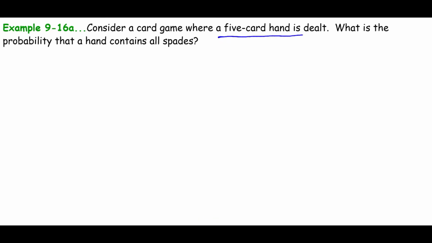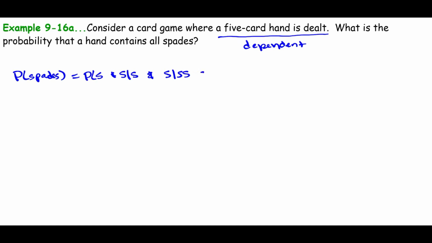So if a 5-card hand is dealt, you're being dealt a card, and that card is not being replaced, and you're being dealt another card. So these are dependent events. The probability of all spades is the probability that the first card is a spade, and the second card is a spade given that the first card is a spade, and the third card is a spade given that the first 2 were spades, and the fourth card is a spade given that the first 3 were spades, and the last card is a spade given that the first 4 were spades.